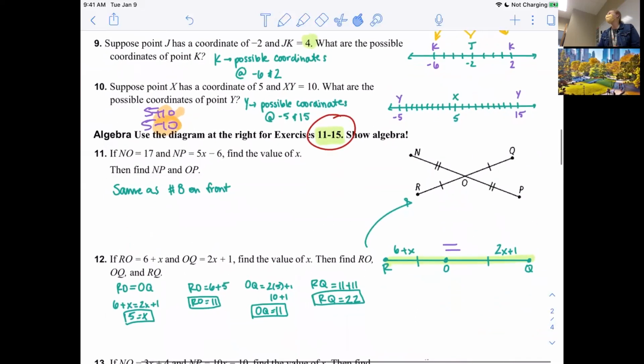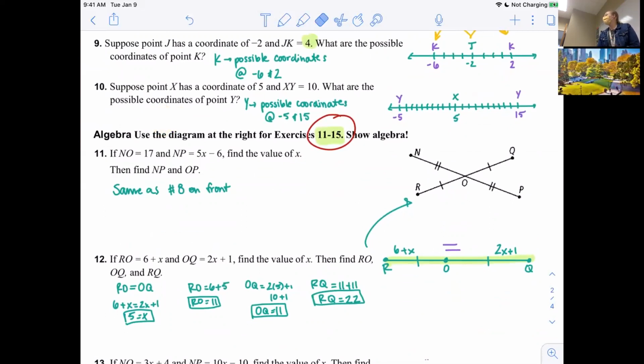All right. Anything else, 10 or are we good on 10? Number 11, did you notice that was the same as the front? Yeah, I messed up. And I keep forgetting to change it every year. So bonus, you got a problem you didn't have to do. So I just wrote same as the front. I didn't even show any work on this one.